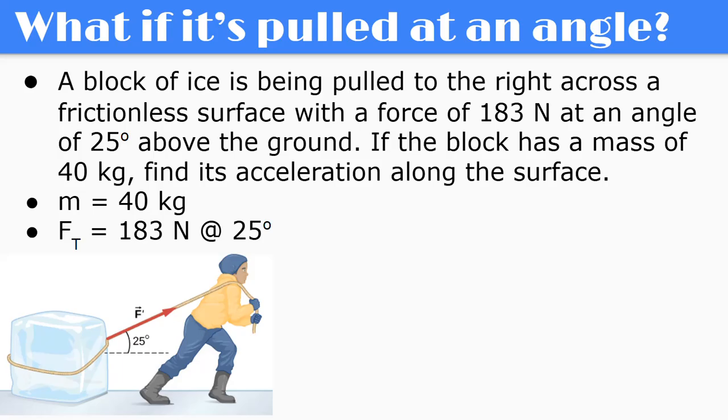But pulled at an angle across a frictionless surface with a force of 183 newtons at an angle of 25 degrees above the ground. So that's going to be above the horizontal line. If the block has a mass of 40 kilograms, find its acceleration along the surface. You'll notice I've already labeled the information I was given in the question. I know the mass is 40 kilograms, and I know the force of tension is 183 newtons at 25 degrees. And I can see it in the picture too. They drew it for us there.